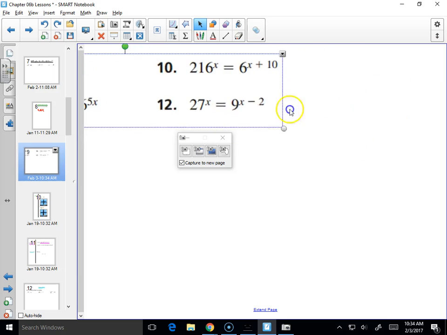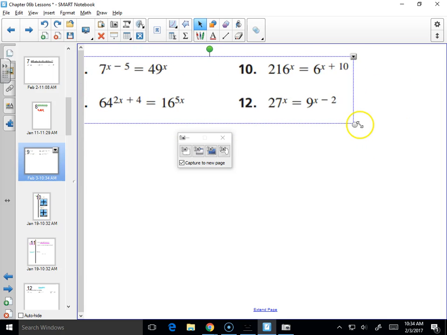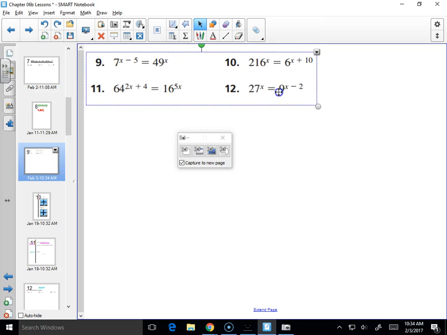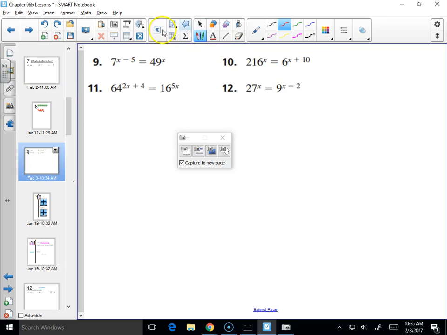Number 10. Let's start there. I'm going to go ahead and do it off to the side. Number 10 we'll do off the side. Number 11 and 12 we'll do over on the corner. So number 10. We have 6 and we have 216.